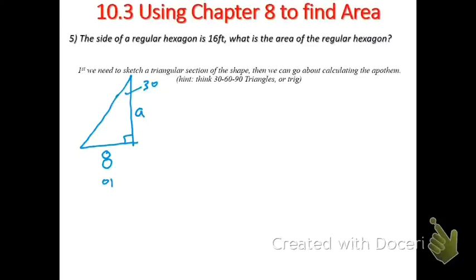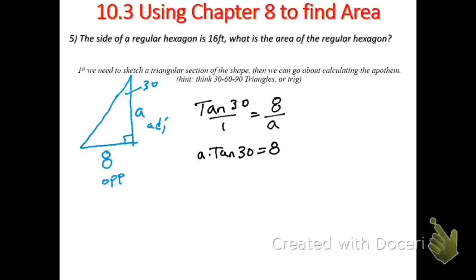So we've got opposite. We've got adjacent. Opposite and adjacent is tangent again. It's not always going to be tangent, but a lot of times it will be. Tangent of 30 equals opposite over adjacent. So we're going to cross multiply, and then we will have to divide because our variable's in the bottom. So cross multiplying gives us a times the tangent of 30 equals 8. Then we divide by the tangent of 30, and we get that our apothem is 13.86.